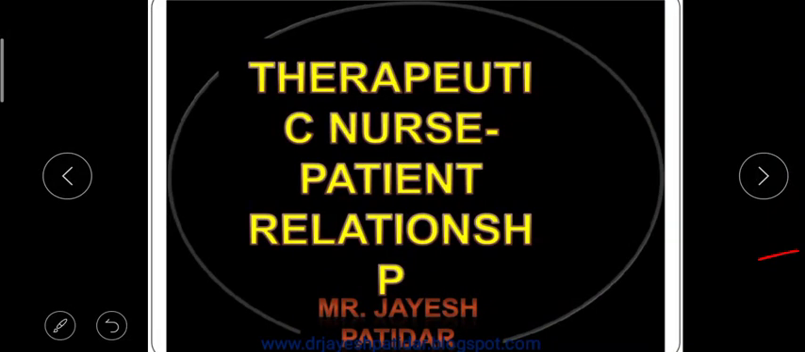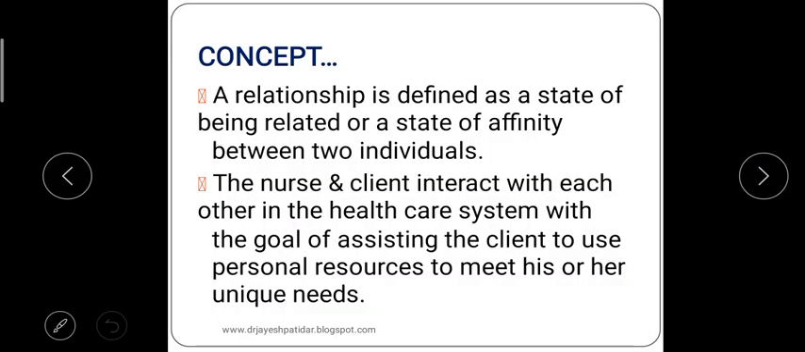Hello students, today we are going to study about therapeutic nurse-patient relationship, which comes under mental health nursing unit 4. So we are going to start. First we are going to see the concept of therapeutic nurse-patient relationship.